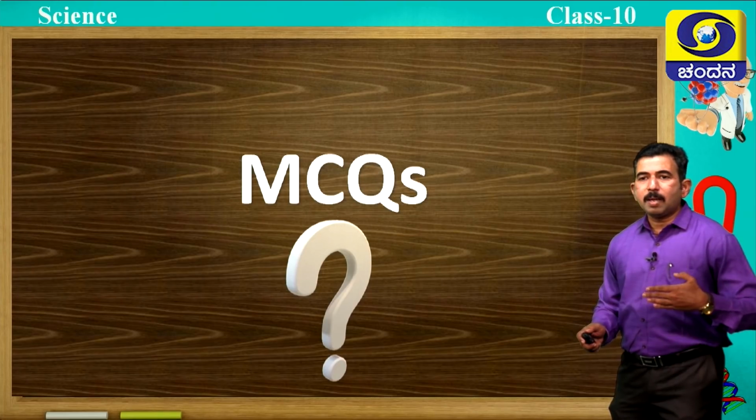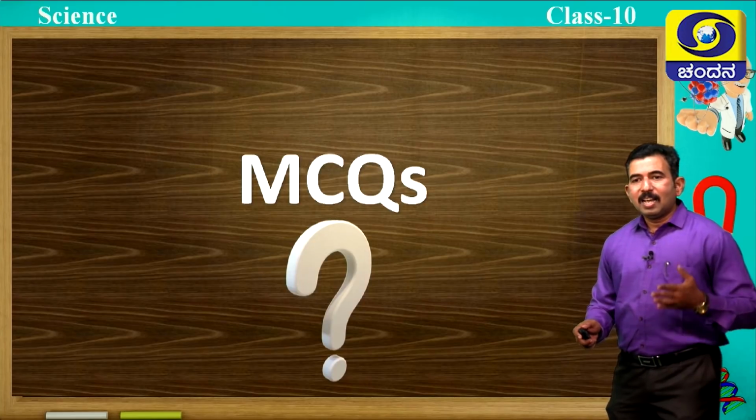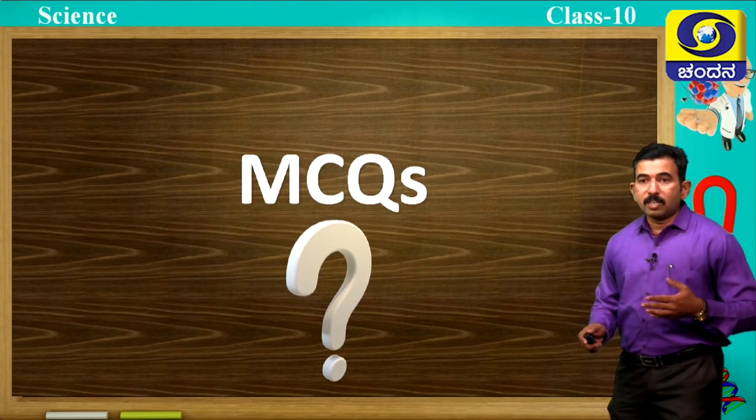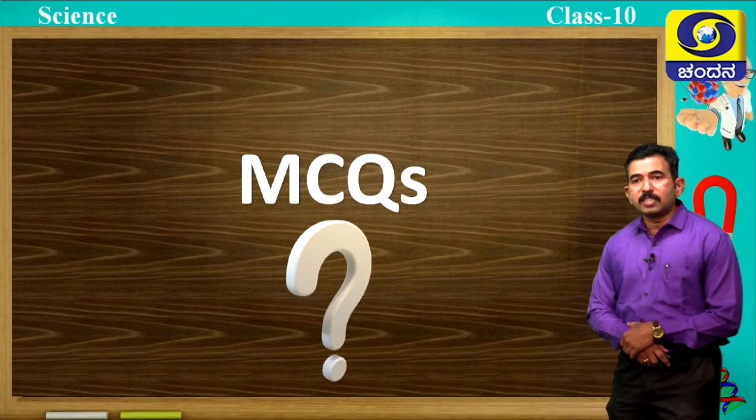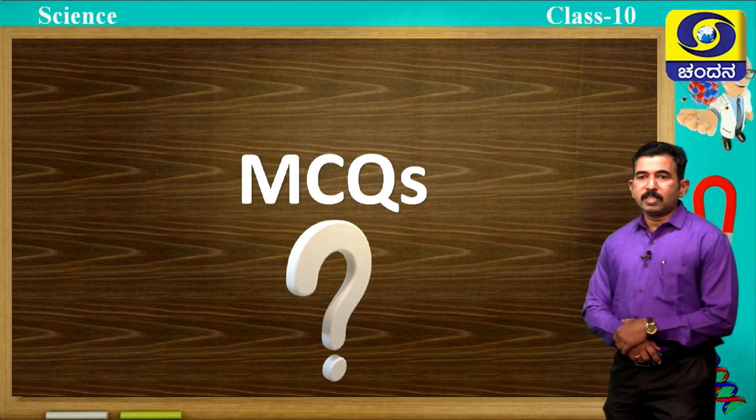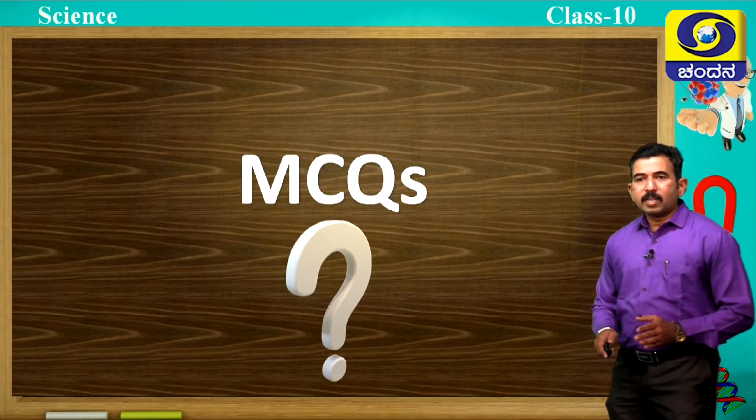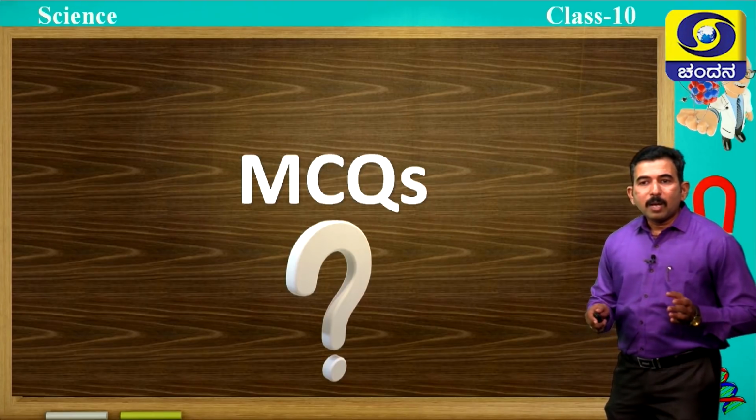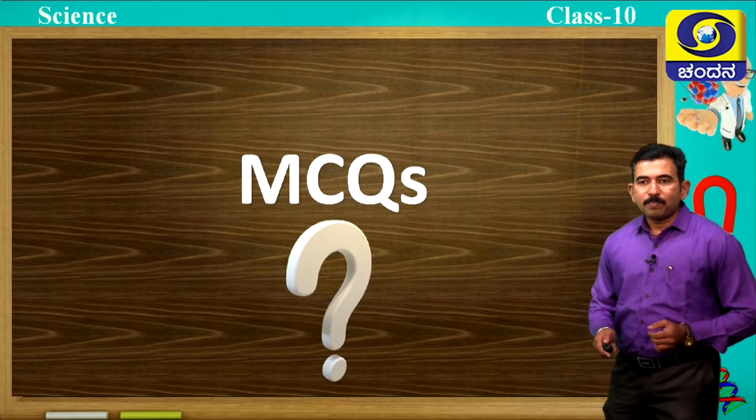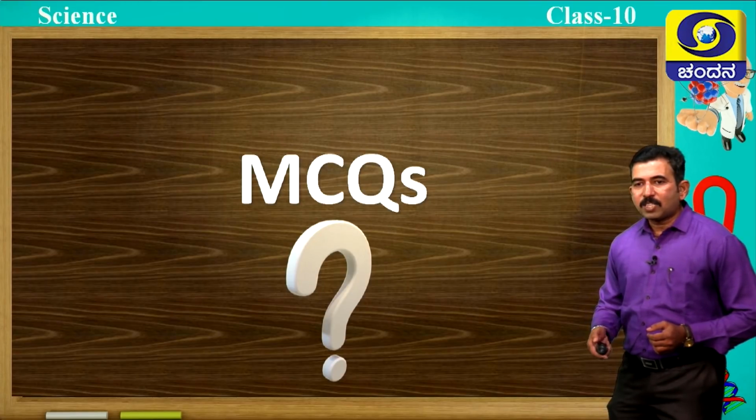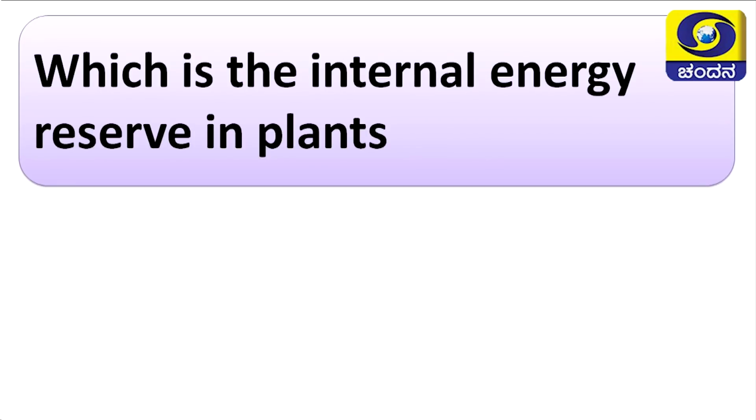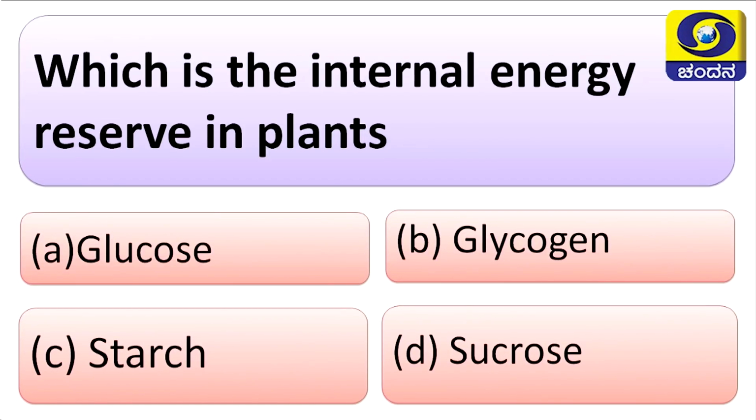Till now, we have studied different types of life processes, and also we have discussed nutrition, especially autotrophic nutrition, photosynthesis, stages of photosynthesis, and stomata. It's time to answer a few important questions. So, are you ready? Okay. Let us see the first question. Which is the internal energy reserve in plants? Options are glucose, glycogen, starch and sucrose. Yes, student, your guess is correct, that is starch.